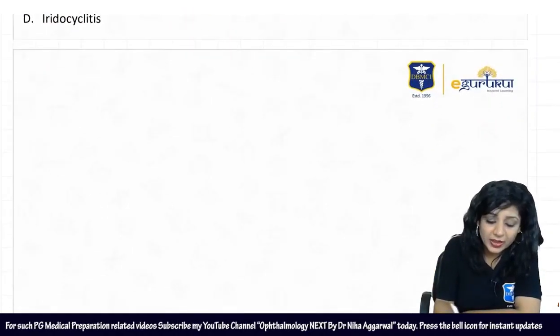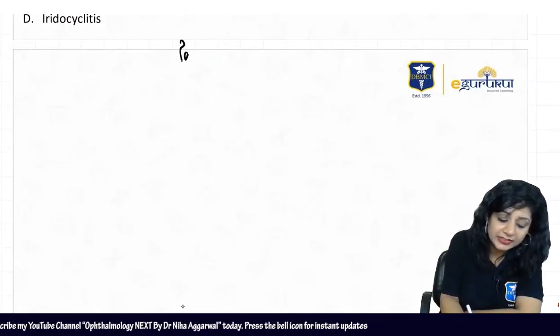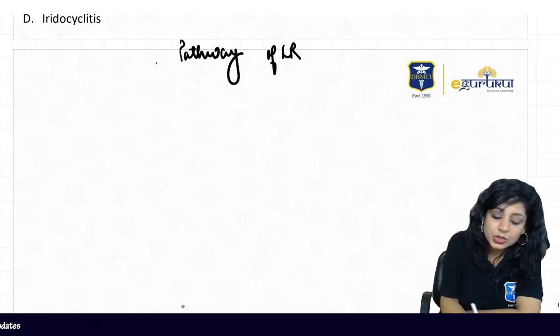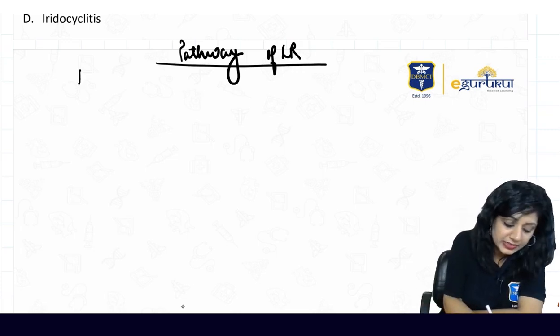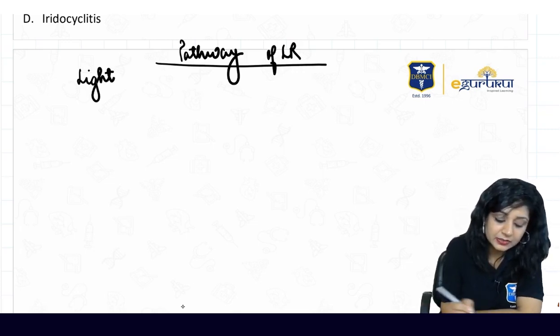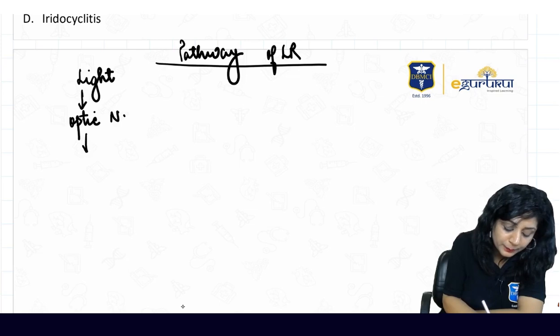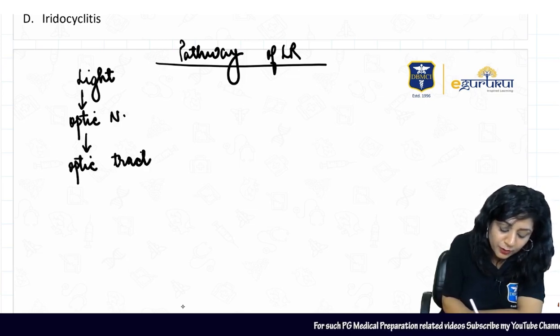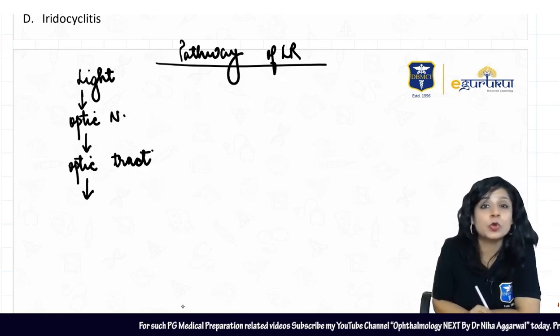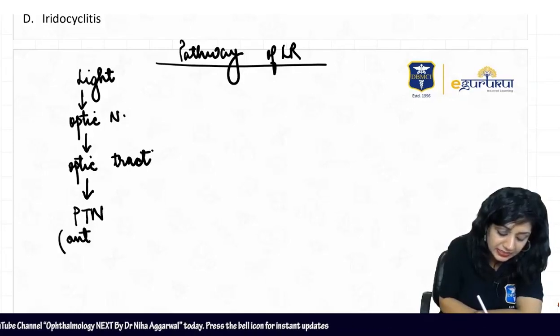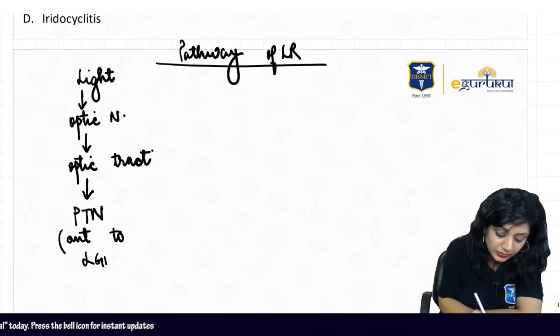Once we should revise the pathway of the light reflex also, so that it becomes very, very clear. Pathway of the light reflex. So what is the pathway of the light reflex? Obviously it will start with the light. It will go to the afferent nerve, that is your optic nerve. From the optic nerve, this will go to the optic tract. Okay? Now from this optic tract, it will go not to the lateral geniculate body, rather to the pretectal nucleus, which is actually anterior to the lateral geniculate body.